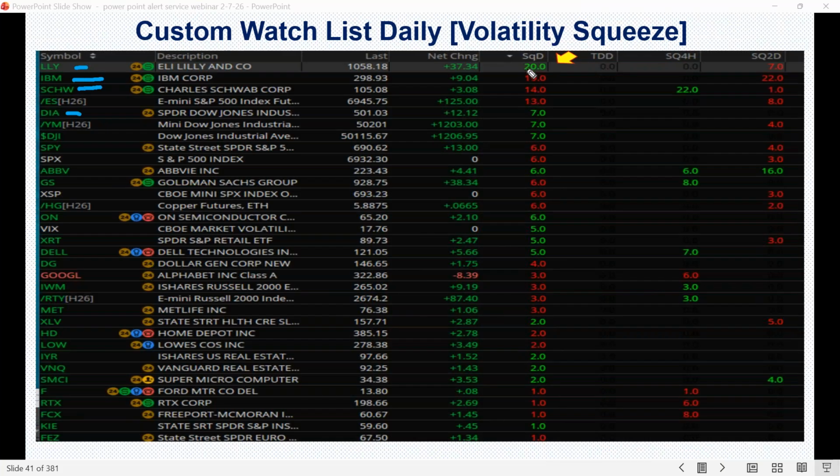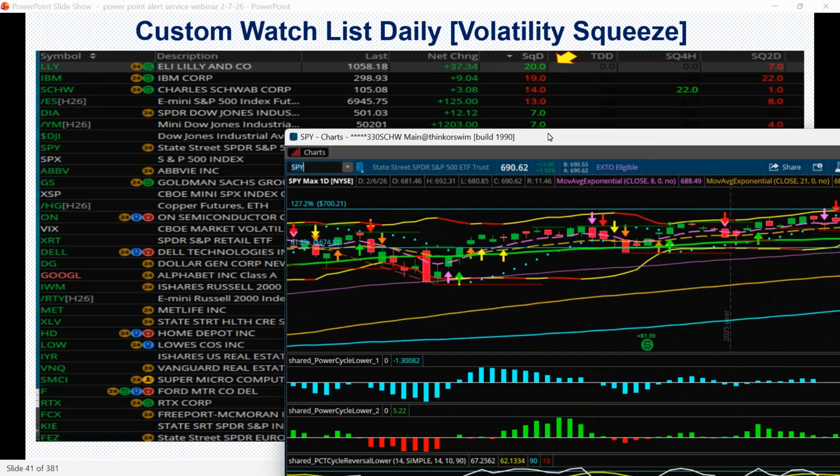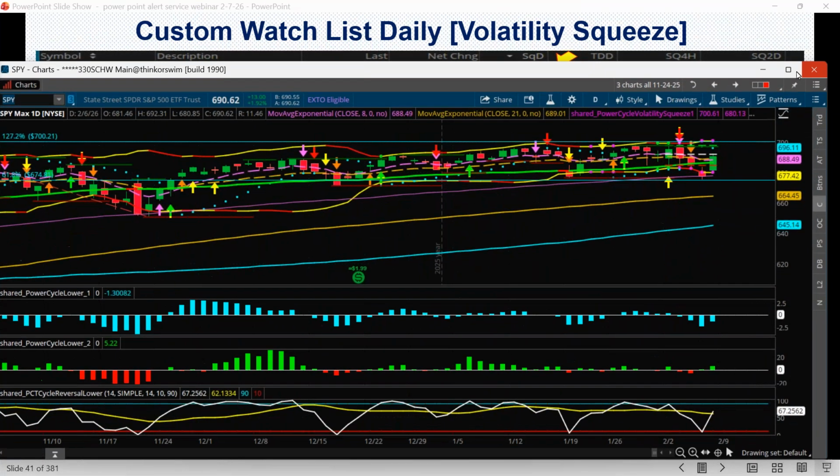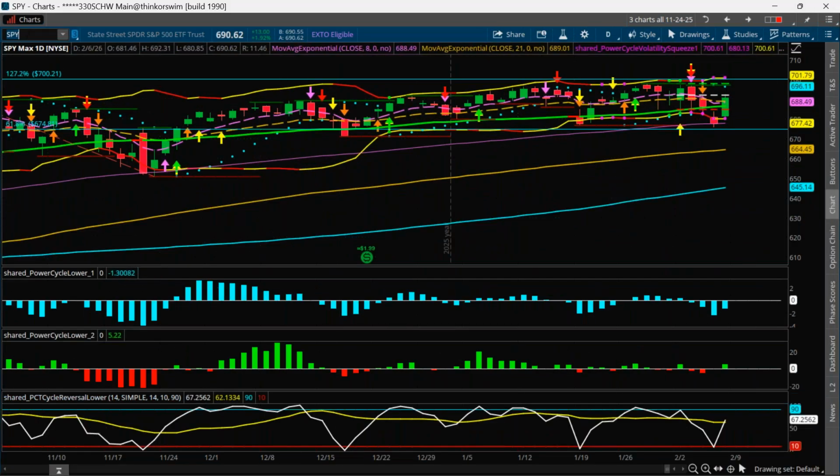Now, when I look at this, I see here it says on Lilly, it says 20, right? So what that means is that Lilly's been in a squeeze for 20 bars or 20 days. And the momentum is basically now green, up, based on cycle 1. And you look at IBM behind it, it's been in a squeeze for 19 days, momentum's negative. So let me pull that up and I'll show you how this works in these indicators, how they spell this out for me. So here's Lilly. I want to take a look at Lilly, IBM, and Schwab. All right, so let me pull up Lilly.